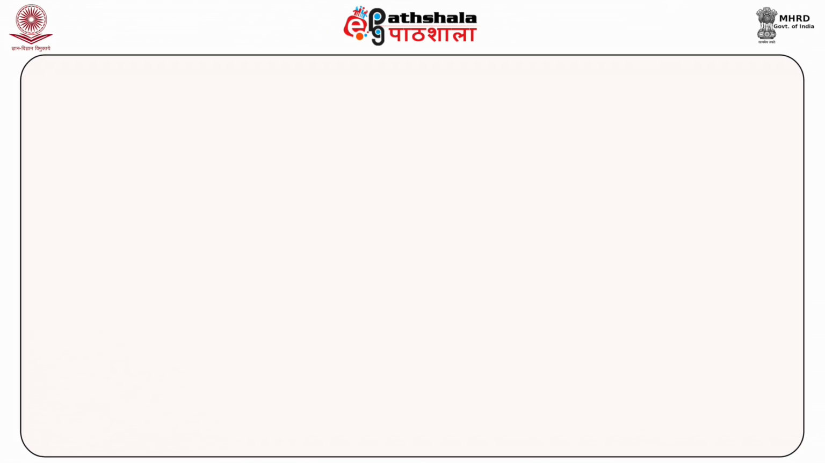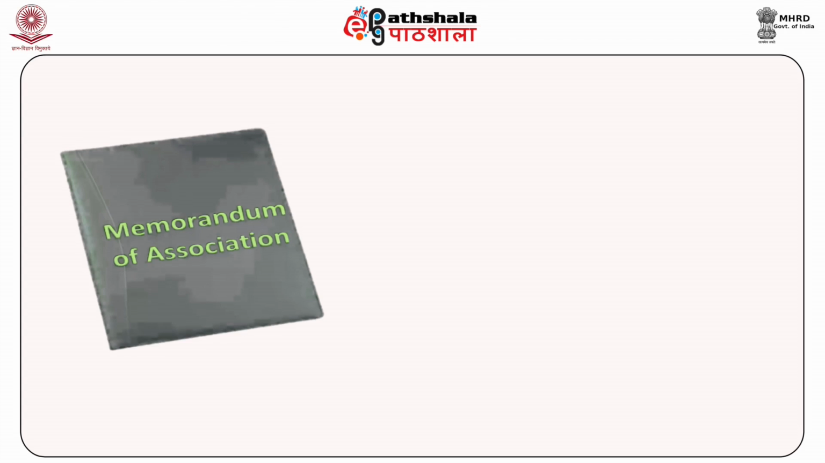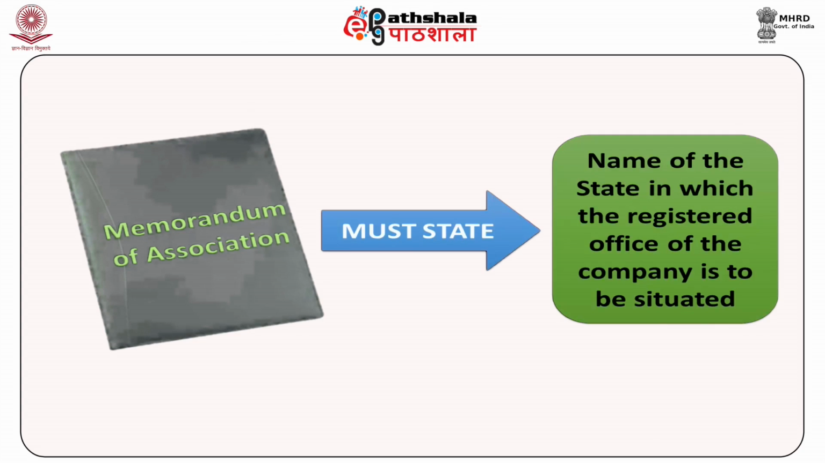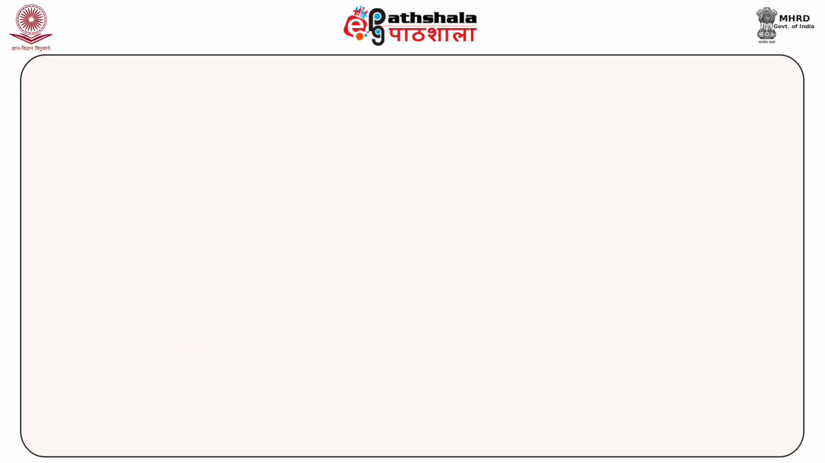After name clause, we shall now discuss situation clause. Memorandum of Association must state the name of the state in which the registered office of the company is to be situated. It will fix up the domicile of the company.